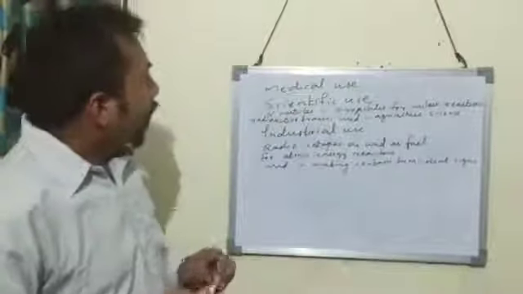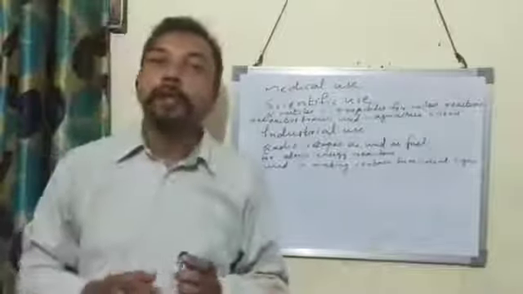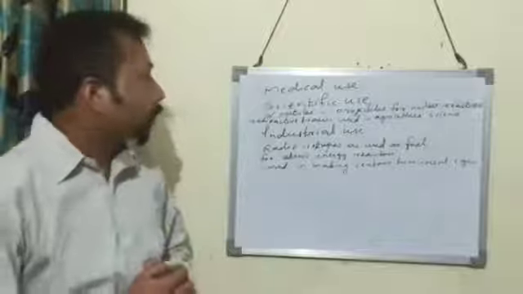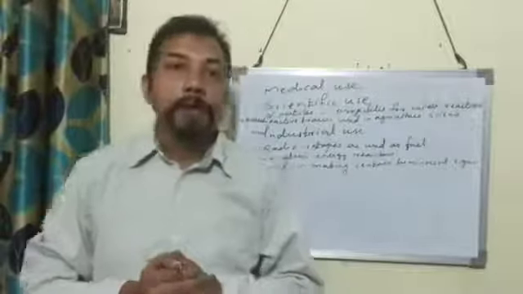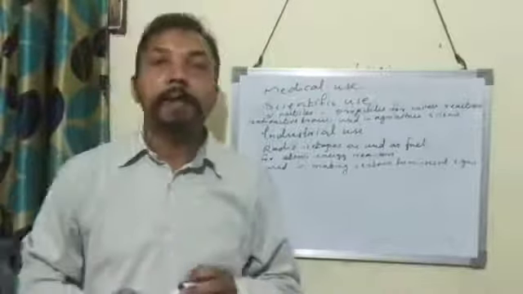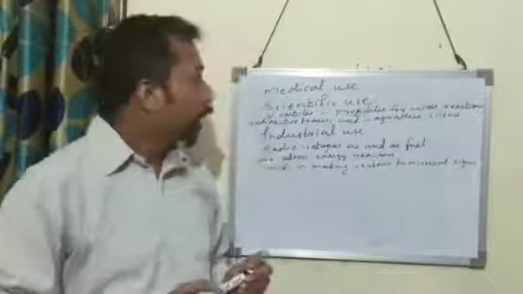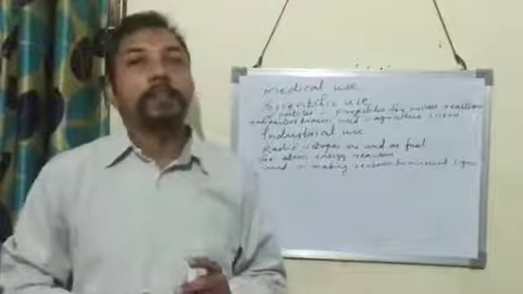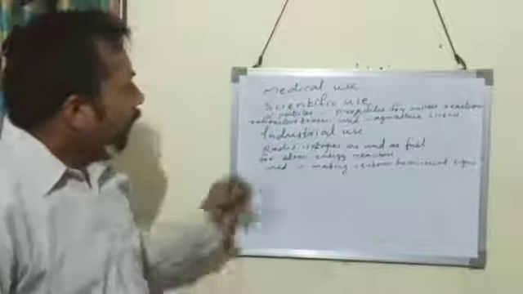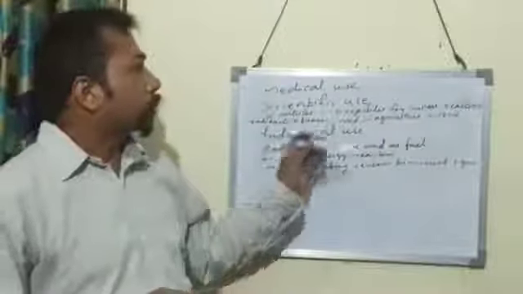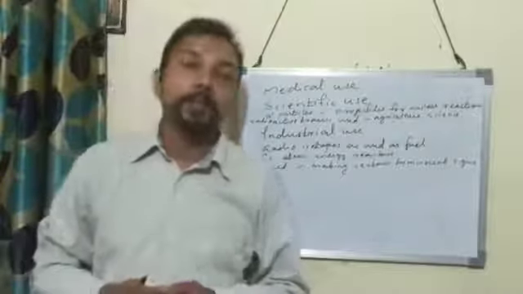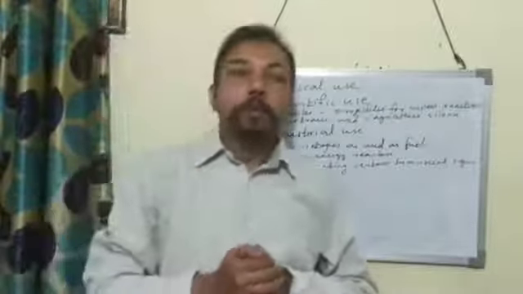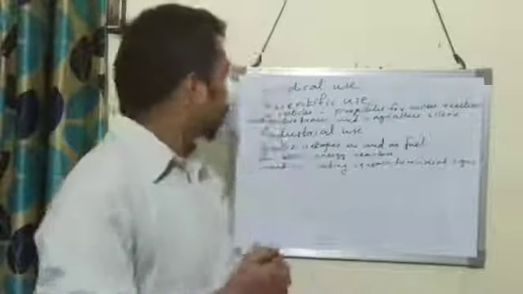It is also having scientific use. So this radioactivity has scientific use. So alpha particles emitted from radioactive isotopes are used in projectiles for nuclear reactions, and some radioactive tracers are used in agricultural science to know the growth of plants.